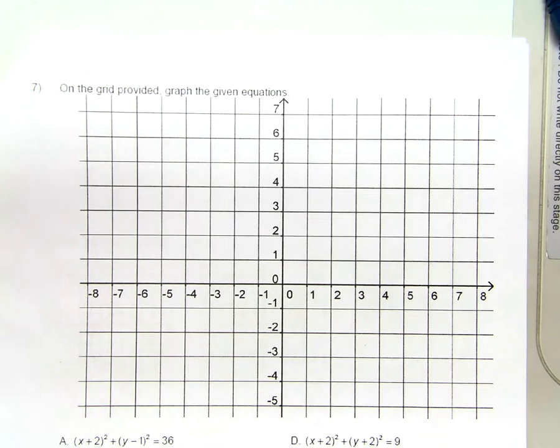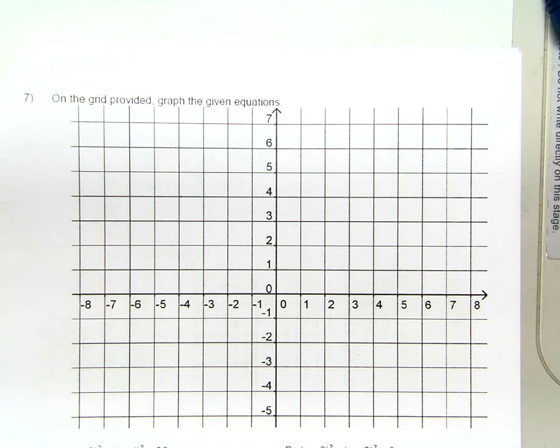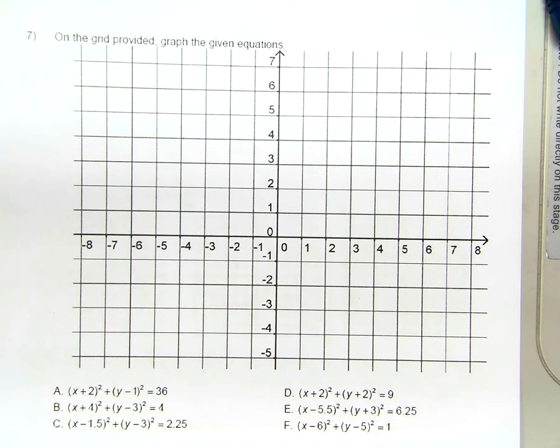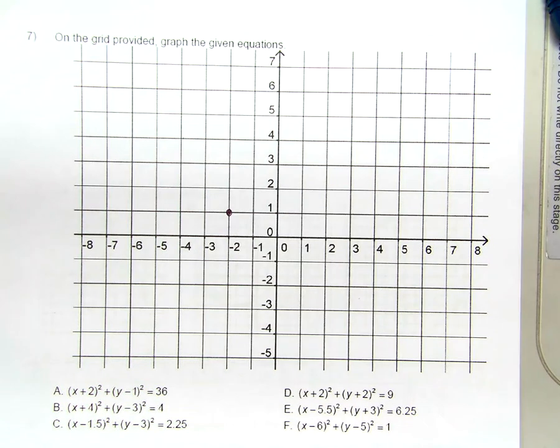All right, so look at number 7, please. On the grid provided, graph the given equation. So all 6 of these need to be on this one graph. Are you okay with that? If not, get over it and do it anyways. Ready? Where's the center of A? Negative 2, 1. So there's the center.